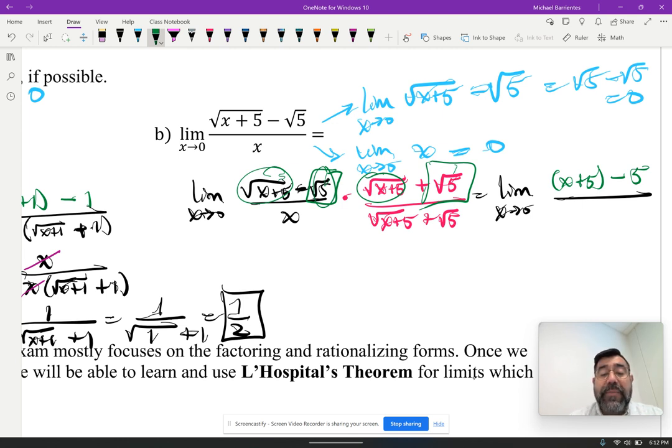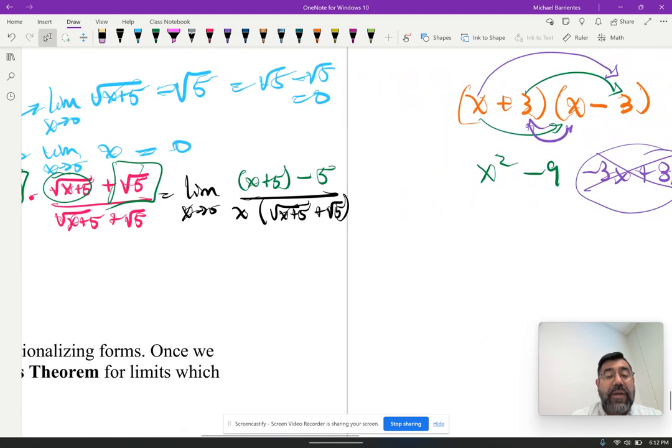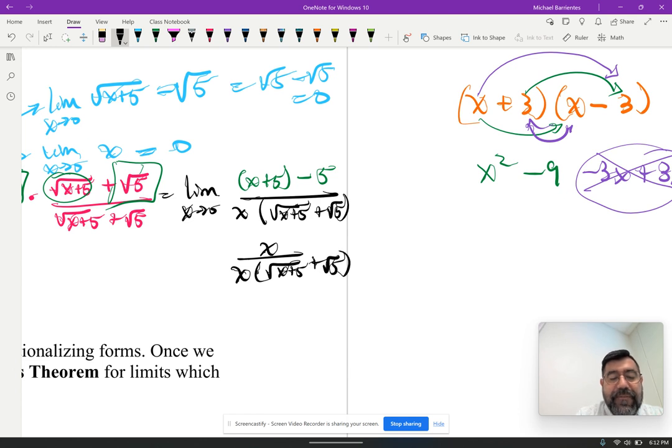But you don't need to worry about the outer and the inner terms, because they're exact opposites and they're going to cancel each other out. And then in the denominator, I still have an x times all of this red stuff, which I'm going to put in parentheses. Don't multiply this out, please. It's going to make it trickier. In the numerator, look what happens. Plus 5 minus 5, that means I'm just left with x. In the denominator, I have x times the square root of x plus 5 plus square root of 5.